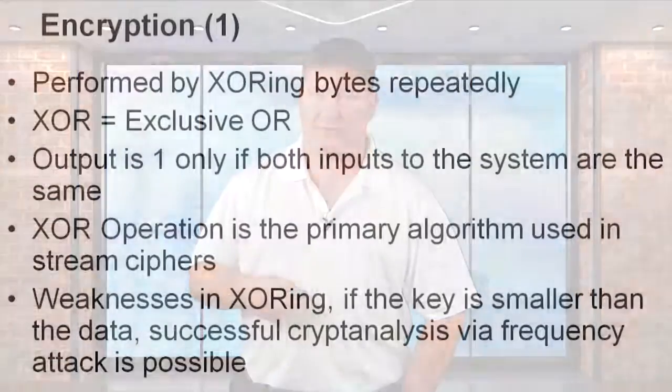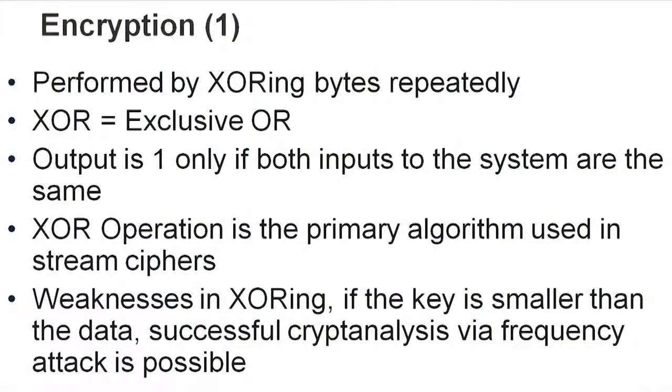So now we're going to discuss encryption. We talked about this a little bit earlier, that encryption is performed by XORing bytes repeatedly. So when you see a lot of XOR operations, you're performing encryption. XOR, we talked about this earlier, is an exclusive OR. So you have the 1, 0, 1, 1. Actually, I think before we were using 1, 1 and a 1, 0.